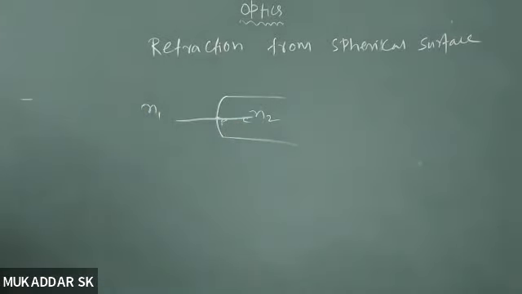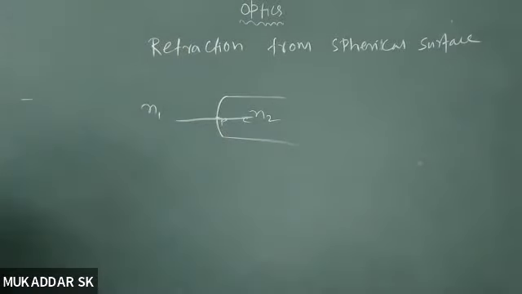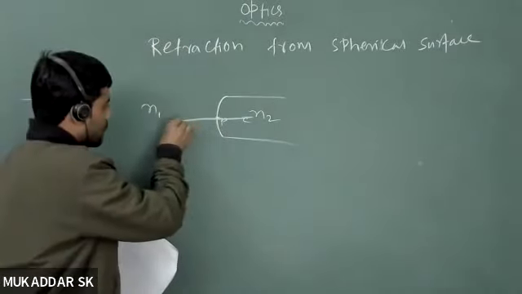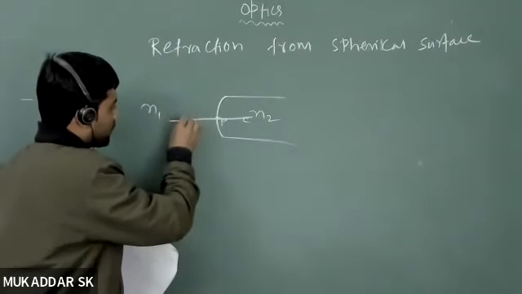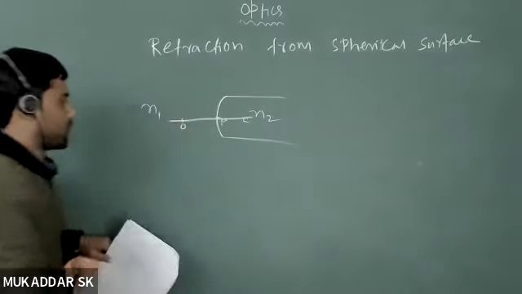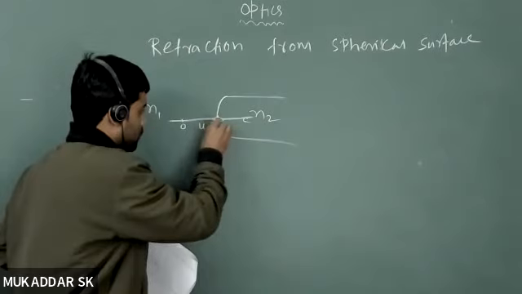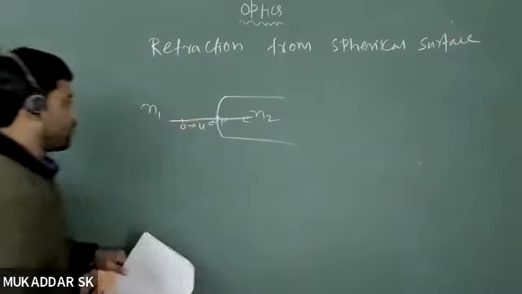It should be a straight line. Okay, my drawing is not good, so it should be a straight line. Now suppose a point object is kept here. Point object O at a distance of u from the pole.